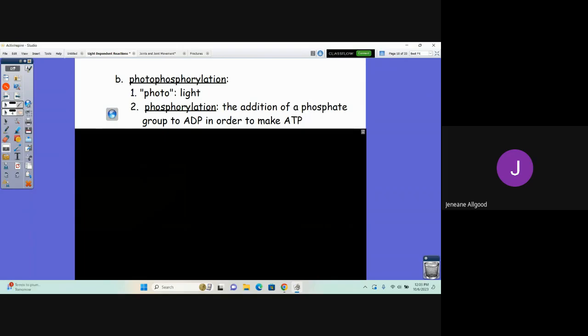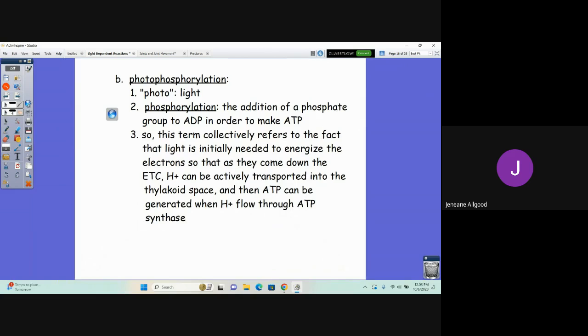That's really all photophosphorylation is saying: you need the sunlight to initially energize those electrons and raise them to an excited state, because when they come down from that excited state, you use that energy they're losing to actively transport H pluses from the stroma into the thylakoid space. And then once that concentration is large enough, we can open up ATP synthase, and H pluses can rush through, and that will provide enough energy to add a phosphate group onto ADP to make ATP.